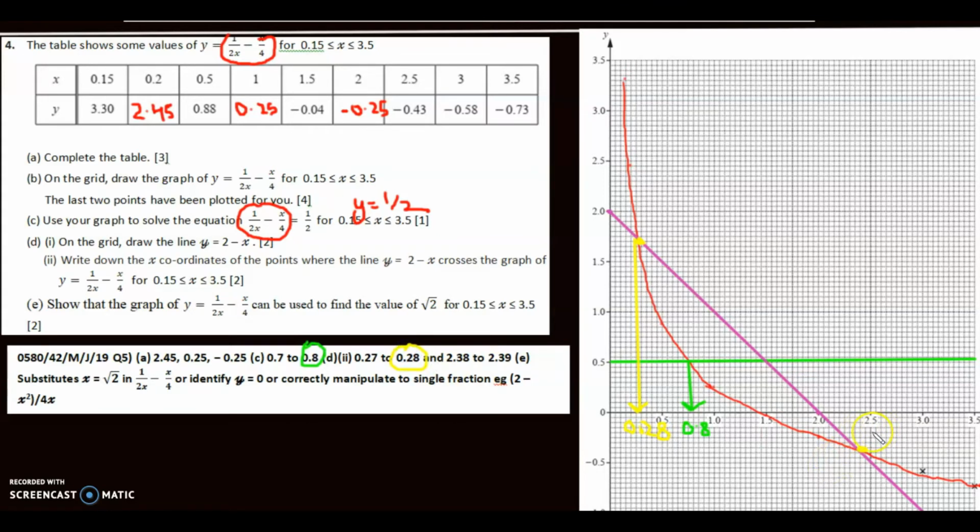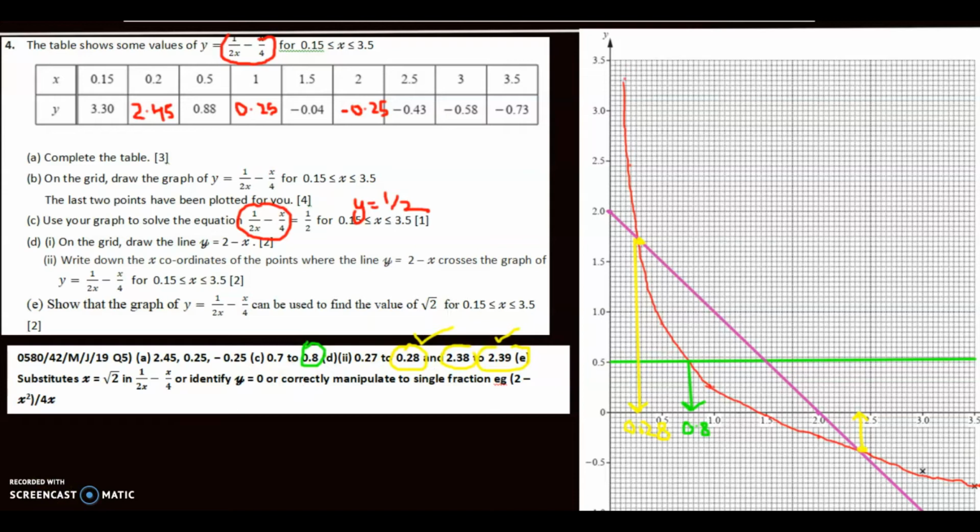And what about this? It's a bit before. This looks like 2.4 to me, but it says 2.39. So be careful while you're reading the values from the graph. They need to be the exact reading. Okay, so these two are the answers. I got 0.28 and I got 2.4, but the actual answer is 2.39. Okay. Part E. Show that the graph of this can be used to find the value of square root of 2.